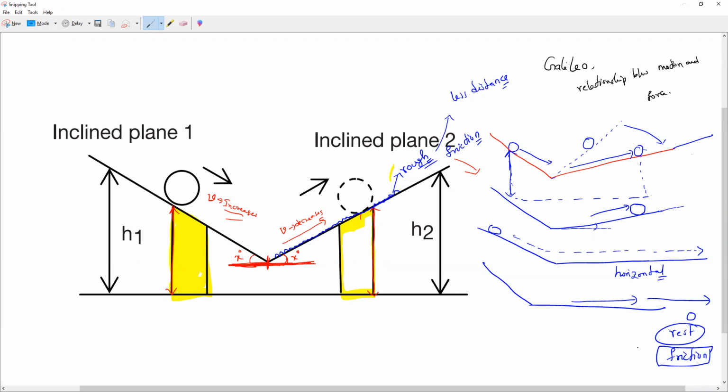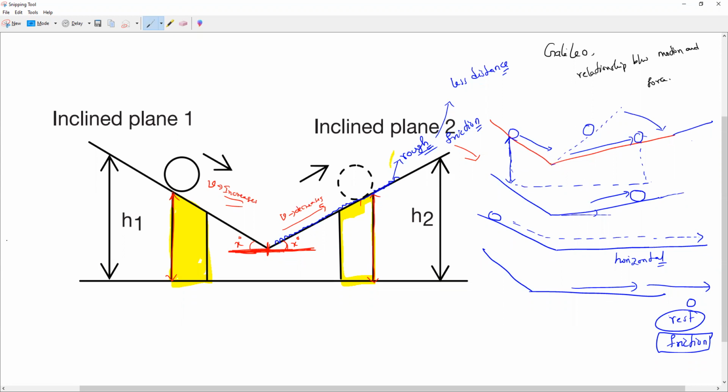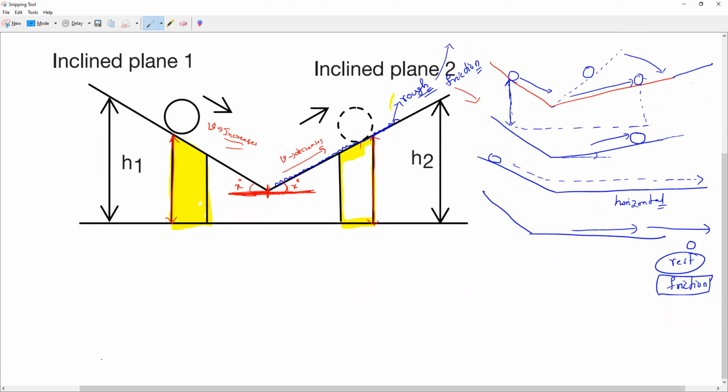Okay. So when the second surface is almost horizontal, the ball will continue to move indefinitely, but it will come to rest due to friction. When the second surface is rough, will the ball cover less distance or more distance? Less distance. Very, very important. These are the 5 points.